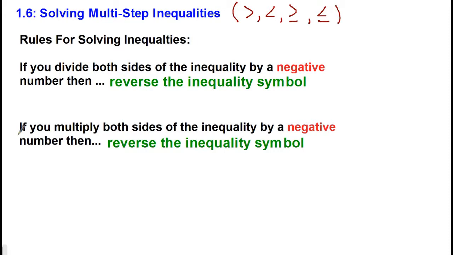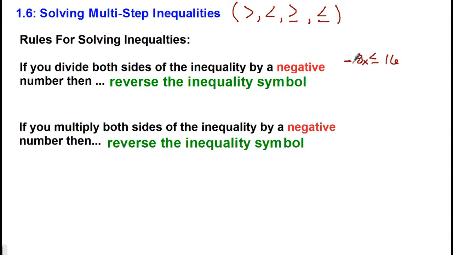So there are some rules for solving inequalities. The first is, if you divide both sides of an inequality by a negative number, then you must reverse the inequality symbol. So for example, let's say I have negative 8 is less than or equal to 16. Actually, I should have an x there. So negative 8x is less than or equal to 16.